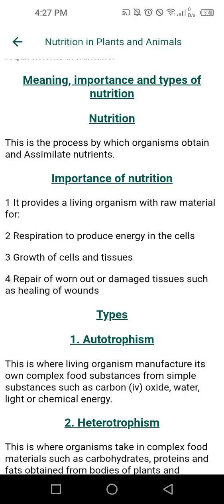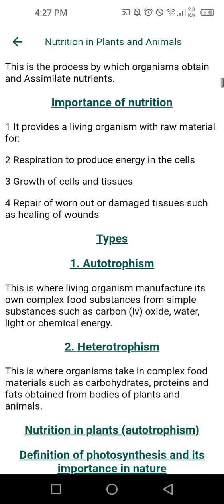Importance of nutrition. 1. It provides a living organism with raw material for respiration to produce energy in the cells. 2. Growth of cells and tissues. 3. Repair of worn out or damaged tissues, such as healing of wounds.